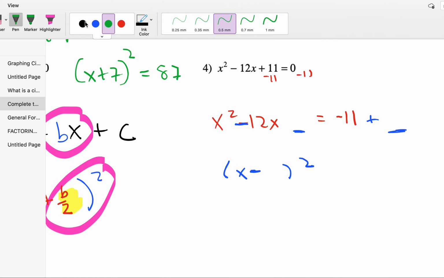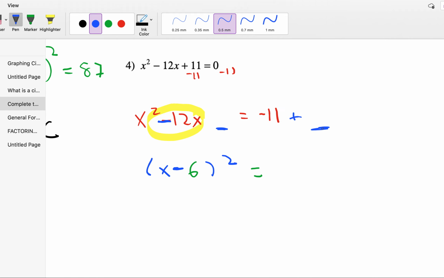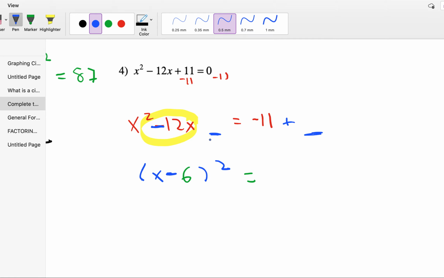The way we would find the number that goes in the position we're looking for is we would take the middle term and divide it by 2. So negative 12 divided by 2 is negative 6. So that's our perfect square. We're done with the perfect square part. We only need to go back to add to both sides the number we ended up including. So I'll explain that in a moment if you wanted to understand a little bit more about what I'm saying.